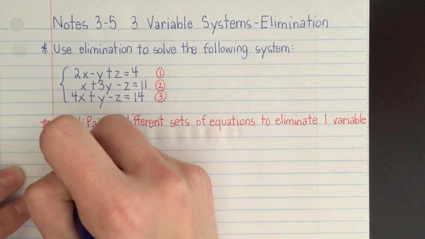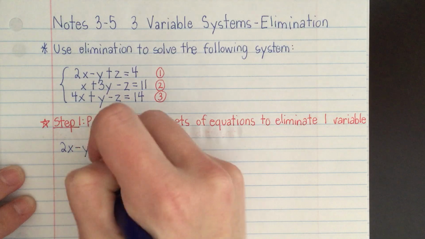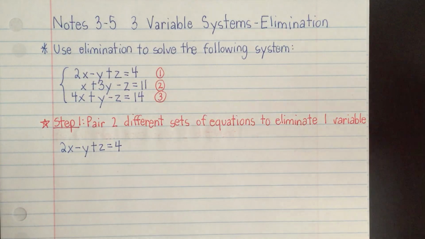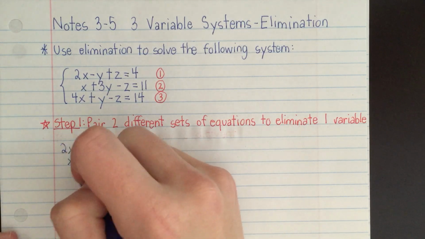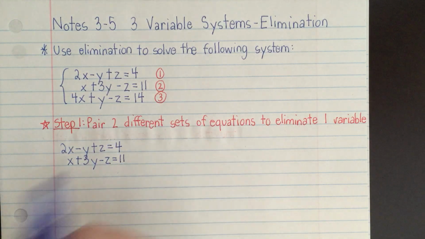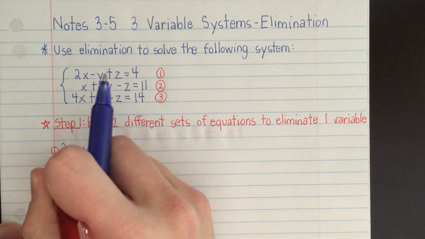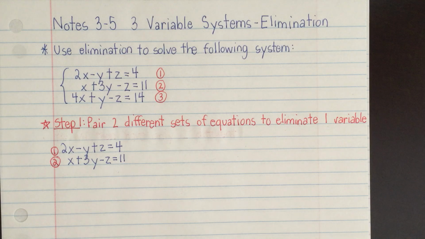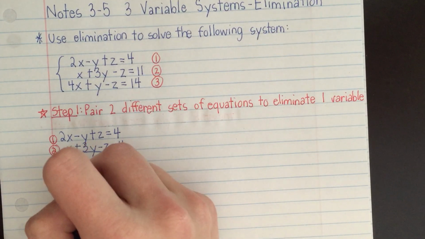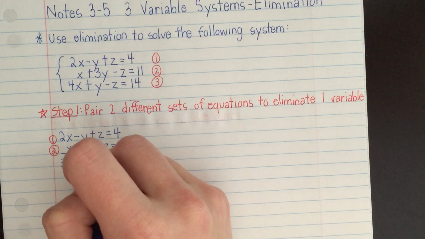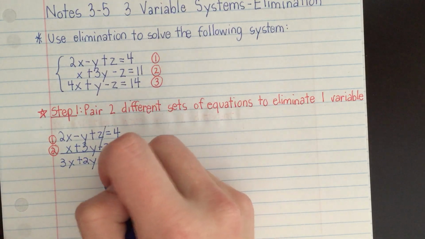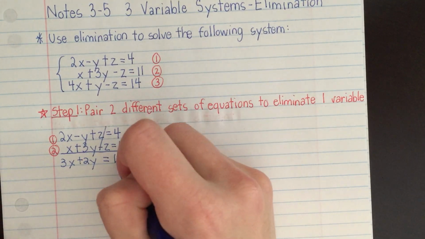So let's pair 2x minus y plus z equals 4, equation number 1, with equation number 2, x plus 3y minus z equals 11. If I use elimination and add these, that becomes 3x, that becomes 2y, and the z's cancel, very nice, equals 15.